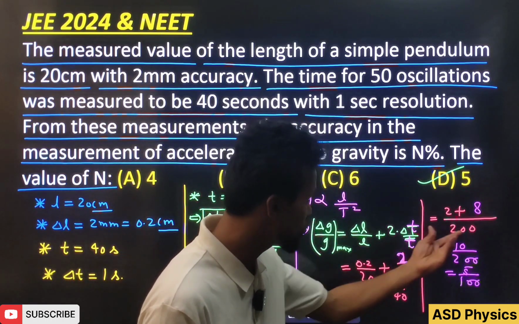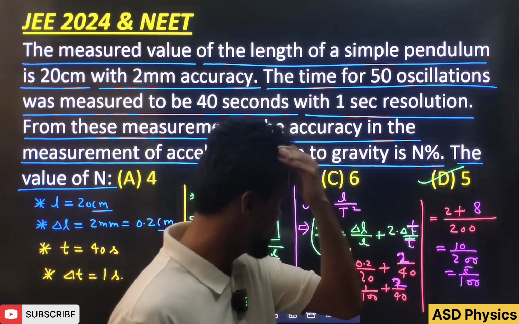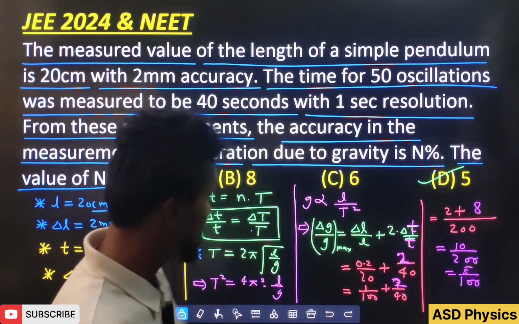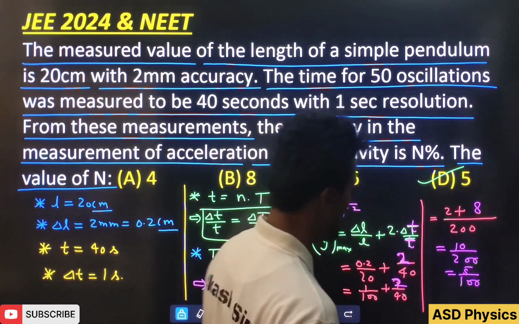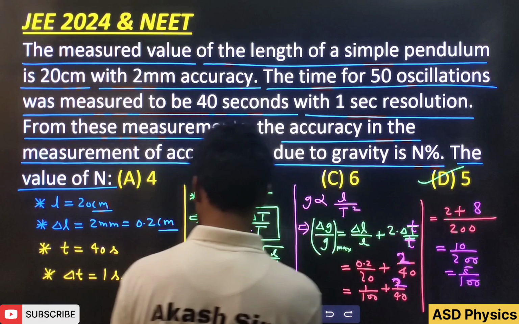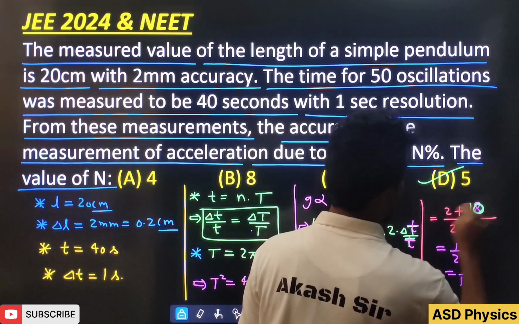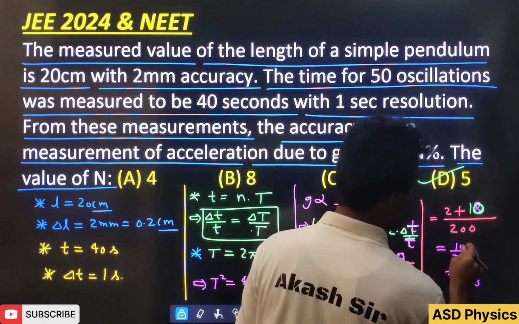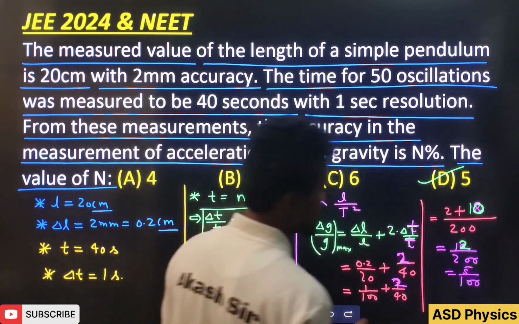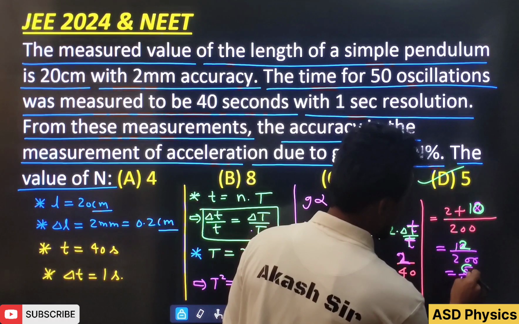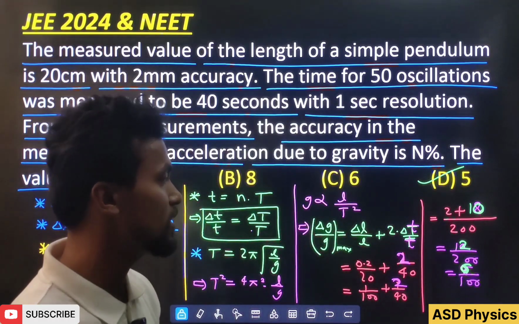So 100 and 200, 2 times it will go. Now 40 and 200, how many times will it go? 5 times will go, students. Here the mistake happened. Now 5 into 2 will become 10. So 2 plus 10 will become 12. So now it will become 12 by 200, or we can write 6 by 100.